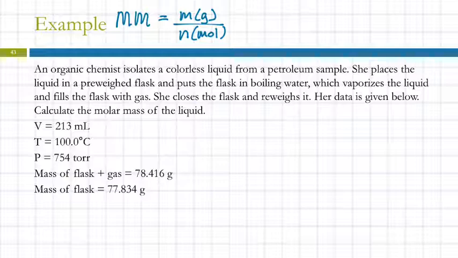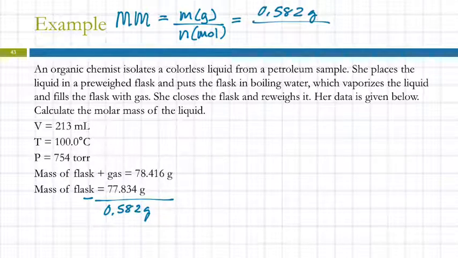What's the mass of the gas? We've got a mass of the flask and a mass of the flask with the gas in it. We need the difference, right? Subtract. 78.416 minus 77.834 is 0.582 grams. Both of those had 3 decimal places, and so the result has 3 decimal places. So that's our mass, 0.582 grams.